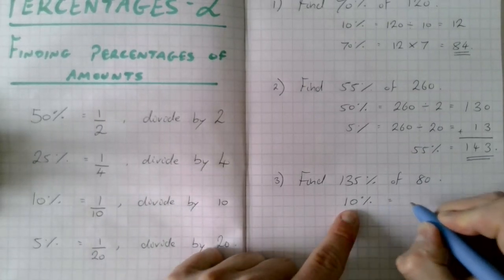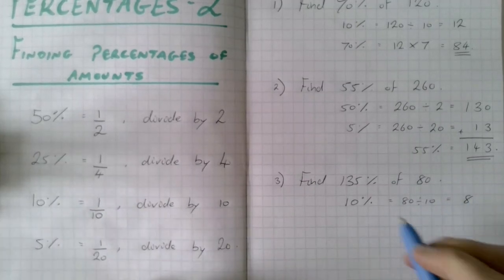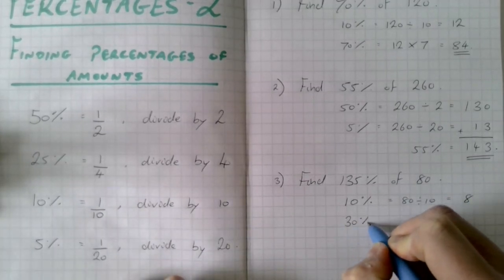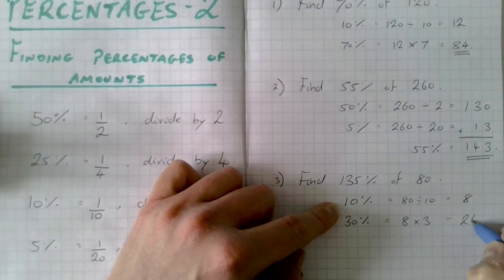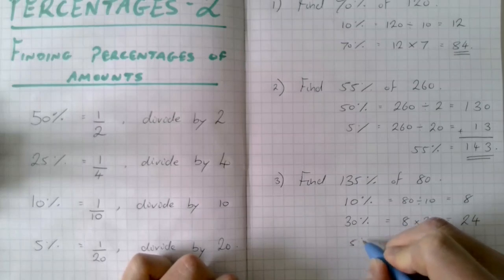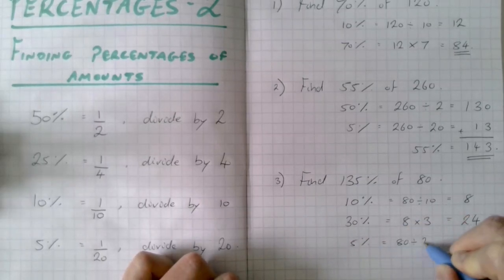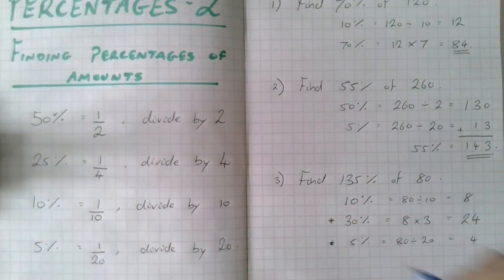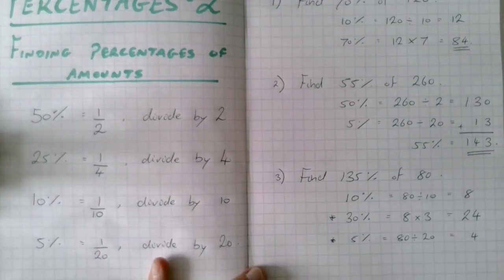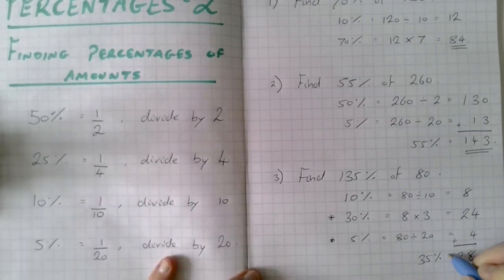So 10% of 80 would be 80 divided by 10, which is 8. Then I can use that to find 30% by doing 8 times 3, which is 24. And 5% of 80, well, I need to do 80 divided by 20, which is 4. So using these two values, 30% and 5%, I can find out what 35% is by adding these together to get 28.